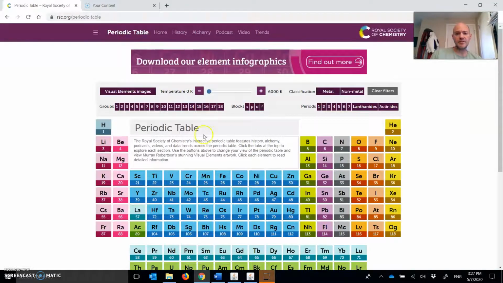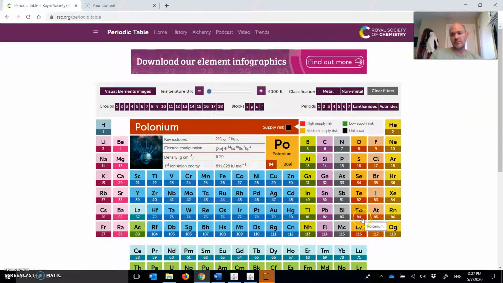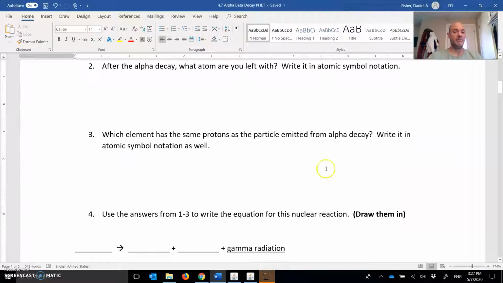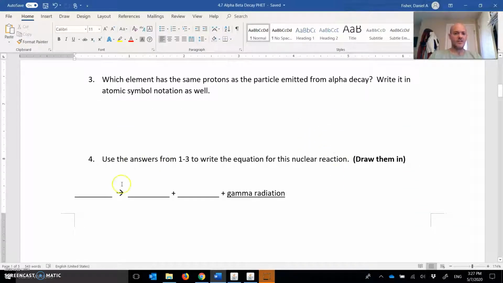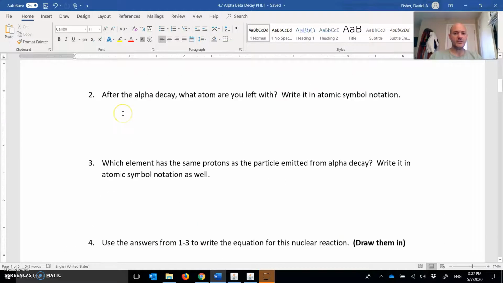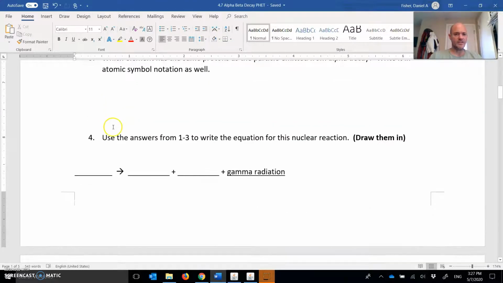If I come back to the periodic table, polonium has 84 protons, lead has 82 protons. So I want you to think about how many protons the particle coming out of there has, and what element that would be. And then you're going to write the nuclear reaction. You can do it just the same way we did above. This is going to be what you start with, the polonium, and then it's going to become 2 things, the lead and the other particle that comes off, plus gamma radiation. I just want to be clear, gamma radiation comes out of pretty much every nuclear reaction. So we always want to be thinking about that.